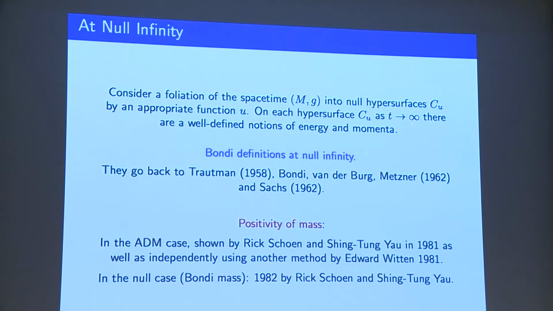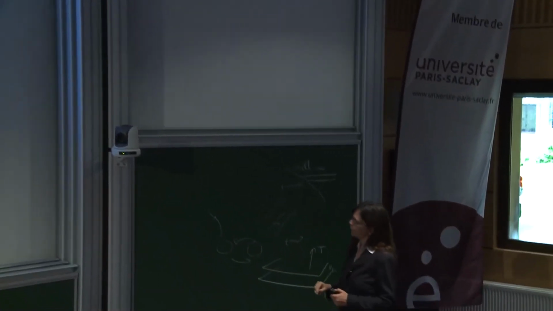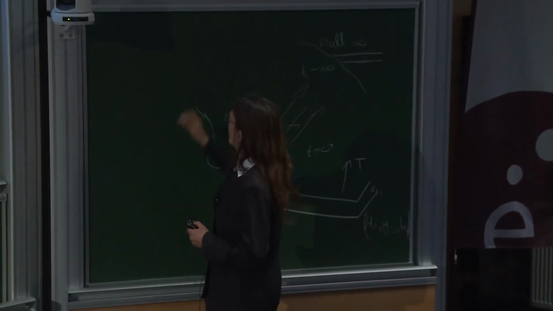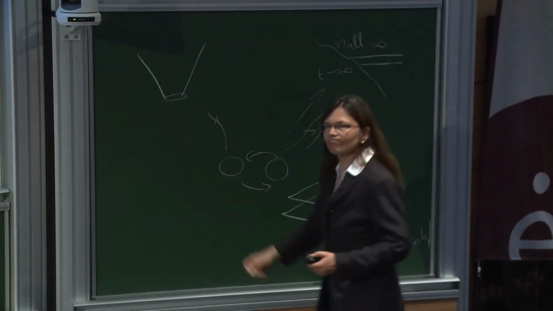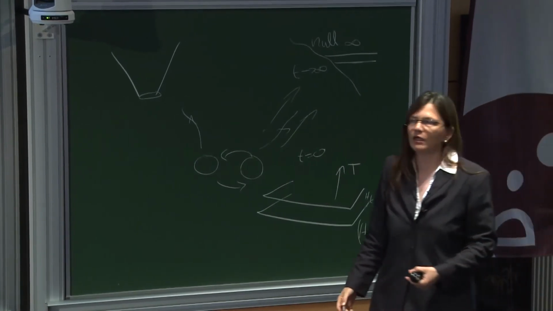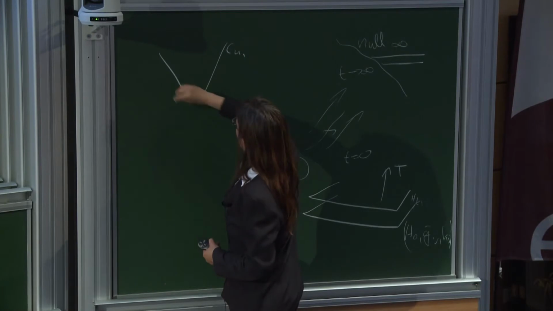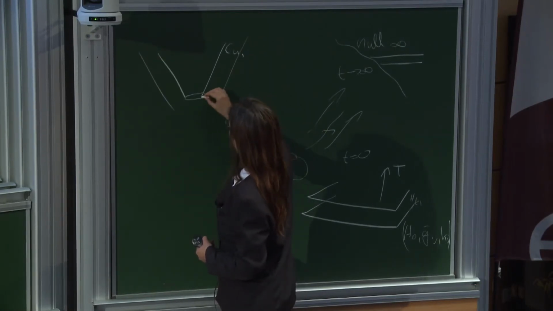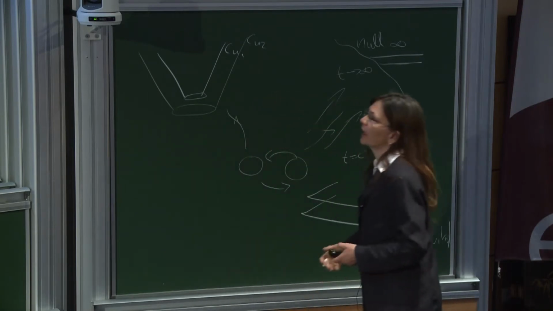So I can also foliate my space-time not only by, let's say, space-like hypersurfaces like this. I can also foliate my space-time by null hypersurfaces. I'm going to draw them like a cone. Of course, they have structure, but you can think of them as generalized light cones, for instance. So this is maybe u1. So you have these null hypersurfaces, etc., that I can generate like that.